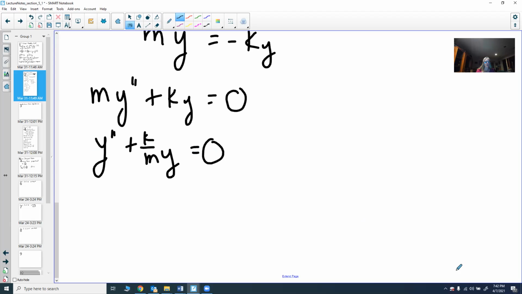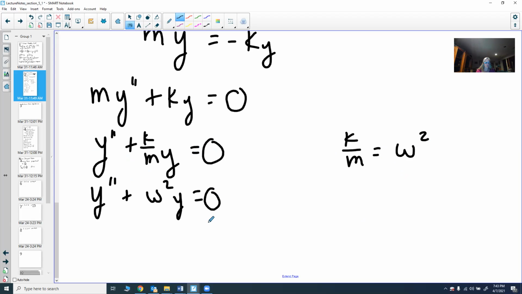And so now that I've done that, what I can see is that I can actually call K over M, I can give it a new name. It's just a constant. I'm going to call it omega squared. And you're going to see why the square, it just makes life a little bit easier on us when we do calculations. So now we have Y double prime plus omega squared times Y equals 0. And we're going to go ahead and solve that.